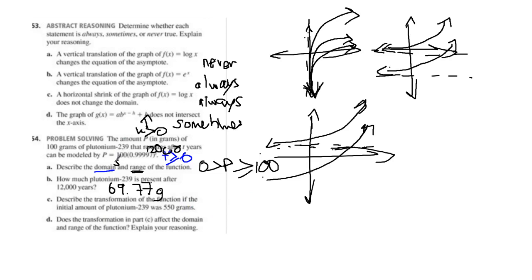Describe the transformation of the function if the initial amount of plutonium was 550 grams. If it was 550, it would replace this 100 right here, and it will be vertically stretched by a lot, right? And does the transformation in part C affect the domain and range of the function? Yes, it does. It affects the range, because then we'll have 0 < P ≤ 550 instead of just 100. So that's it.